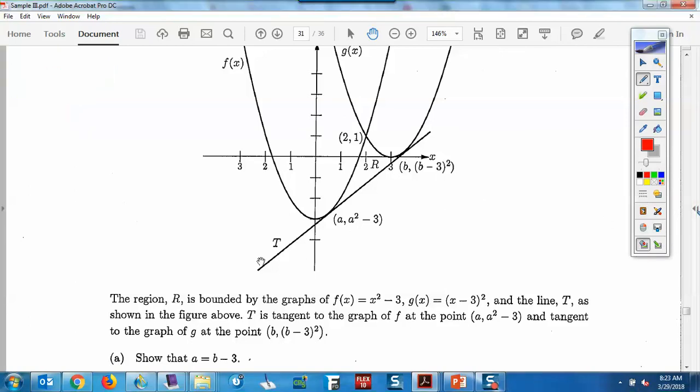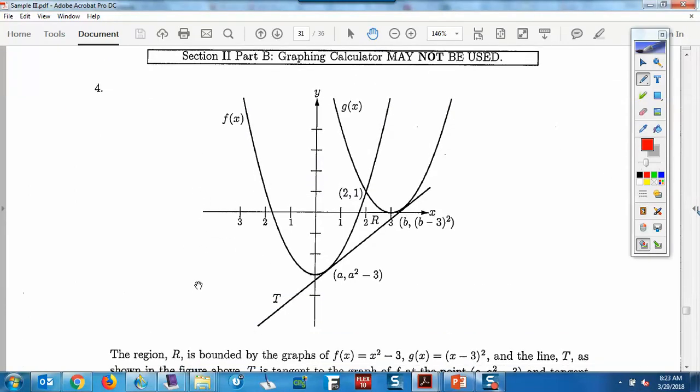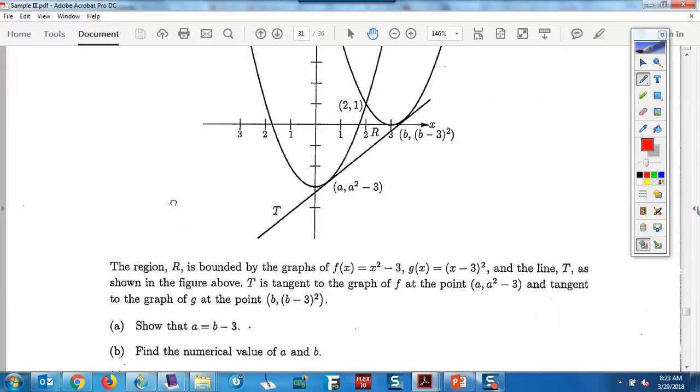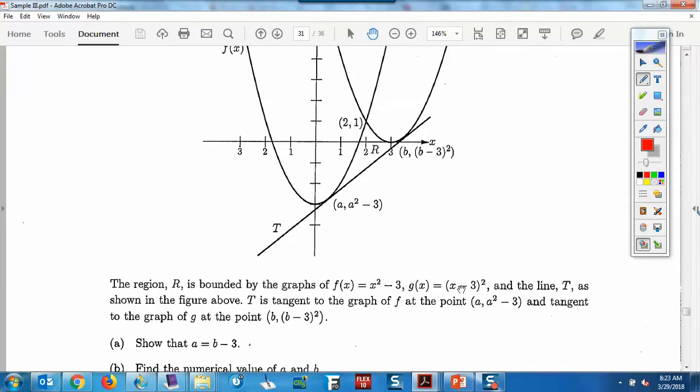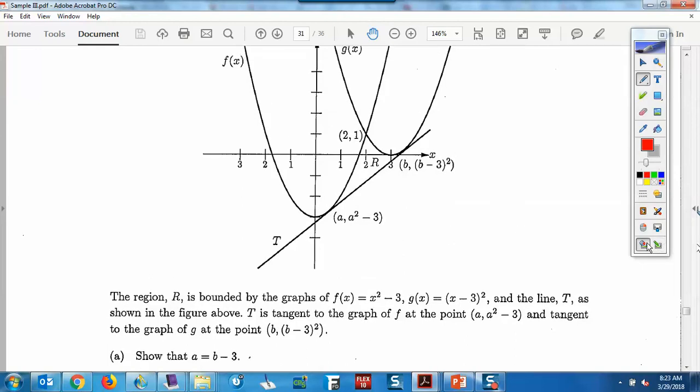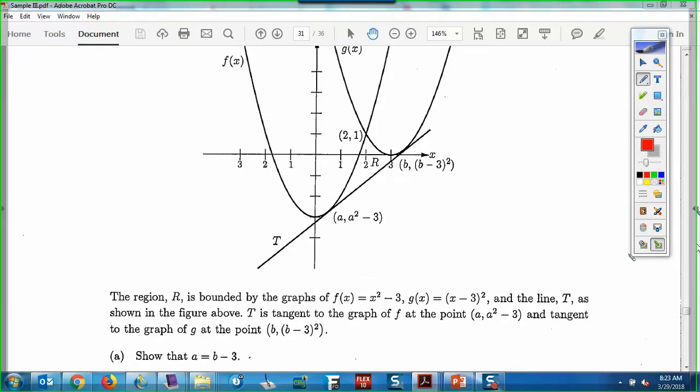So let's go to sample 3. This is free response number 4 at the back. And the last part, it says set up but do not evaluate, because this was a no-calculator problem. Set up but do not evaluate an integral expression that gives the area R. Okay? So let's go back and do this if you haven't already. So, very much like the problem we just did.